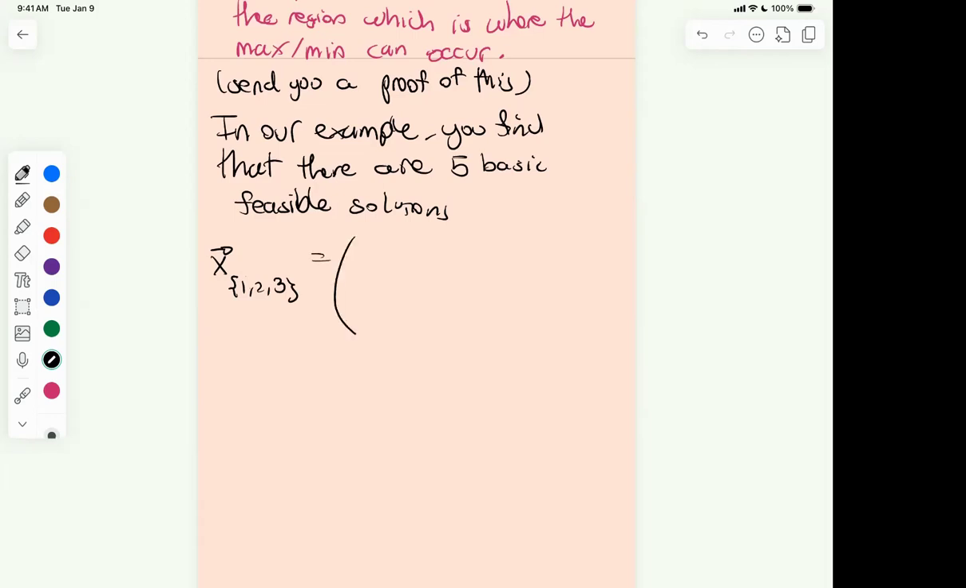So I'll put here what were the columns that this was associated to. The first one, columns 1, 2, 3, does produce a basic feasible solution. It would have given you this. Then where is the second one? Columns 1 to 5 also produce a basic feasible solution.